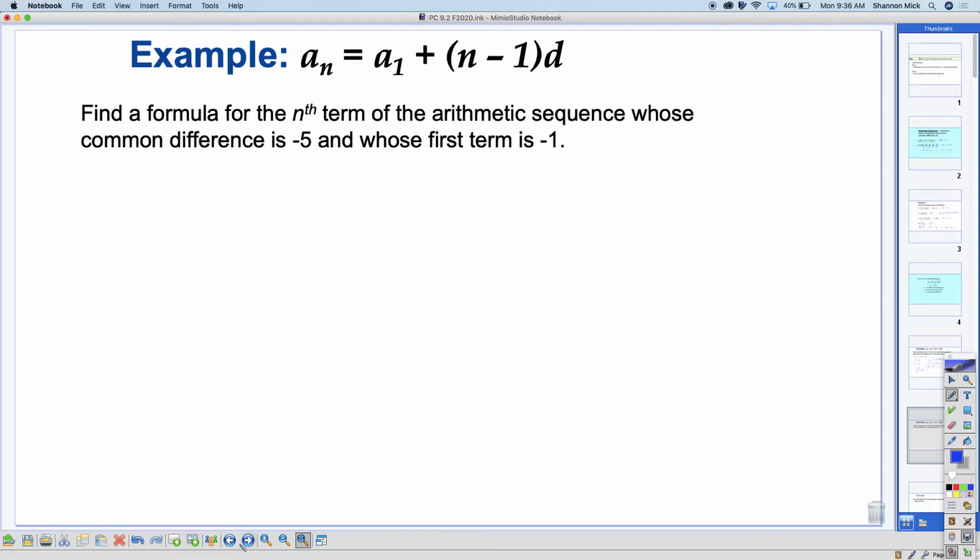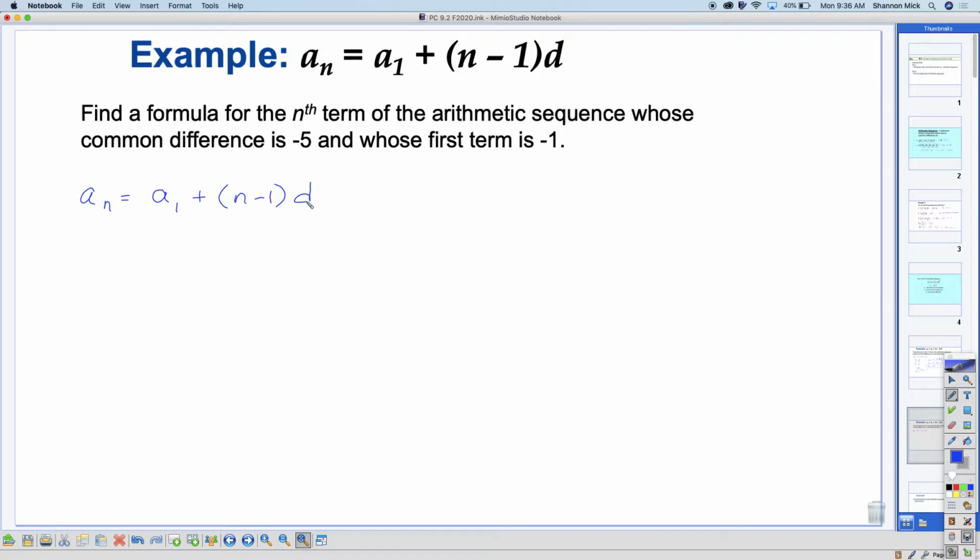Okay, what is my equation? A sub n equals... no, a sub 1. Oh, you're right. Plus n minus 1 times d. So what did they give me?